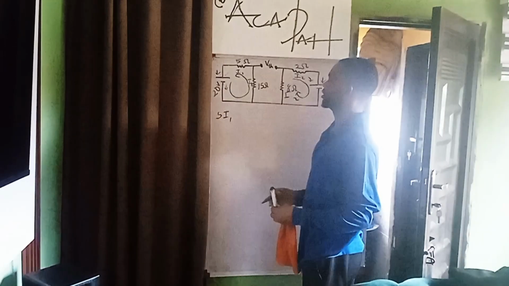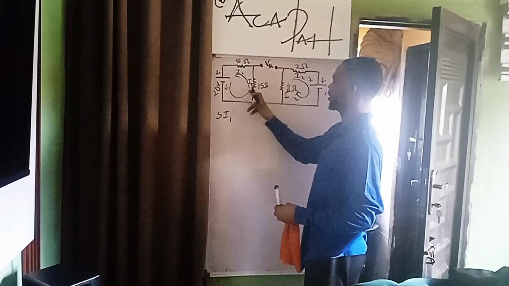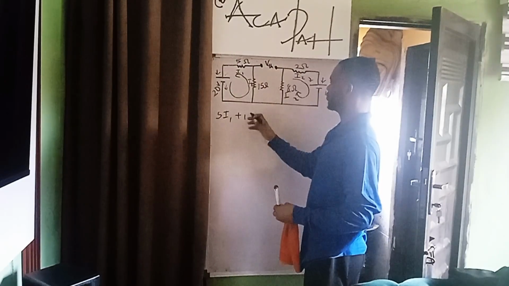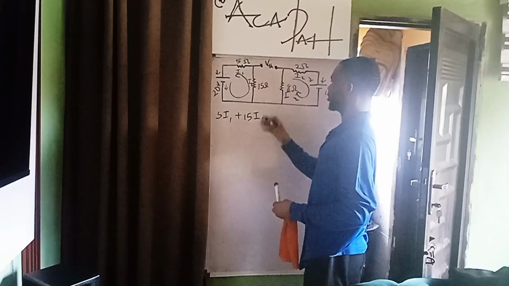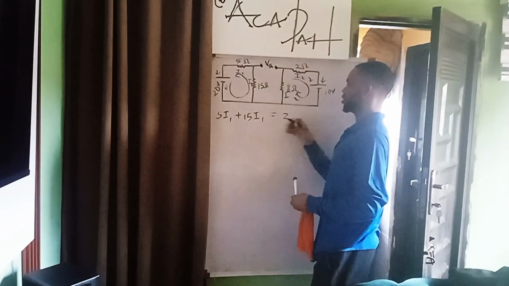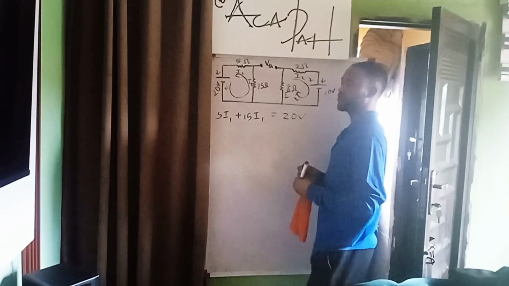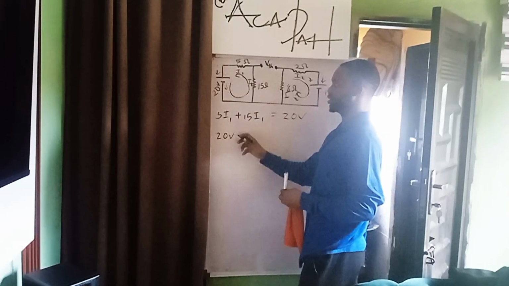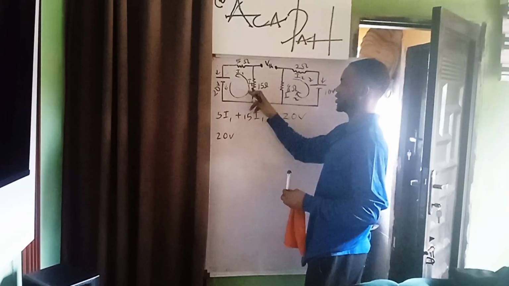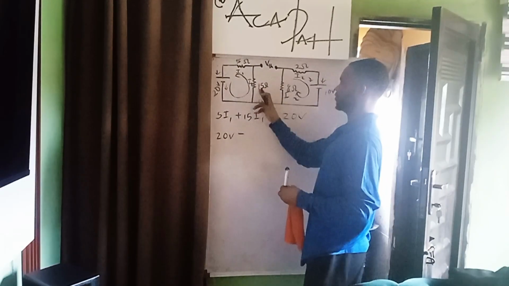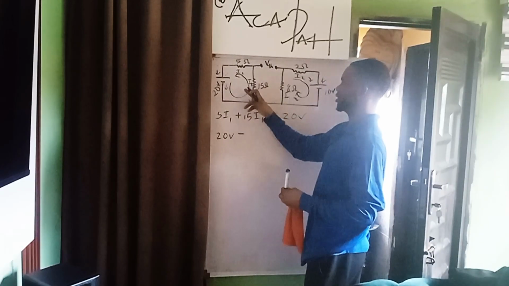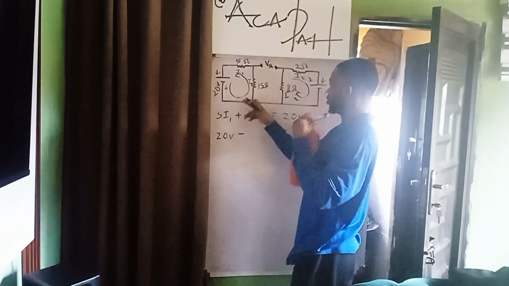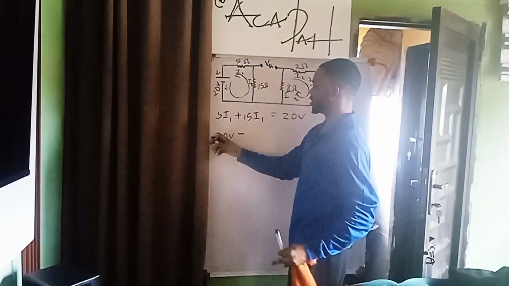5I1 plus 15I1, all the currents, equals 20 volts. Another way to do it is to simply start from this. You say the 20 volts, if it's going this way, minus the 15, because it's leaving this way, entering from here. Moving this way, it's supposed to be negative 20V.